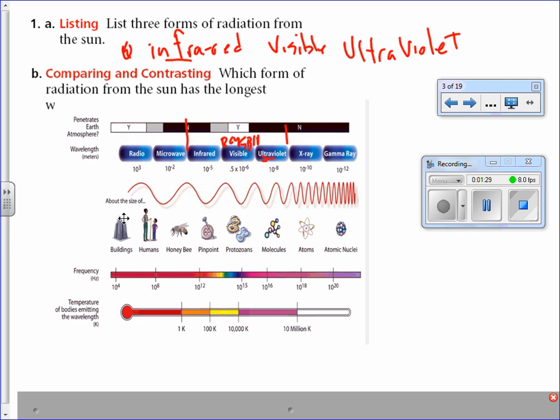So which form of radiation from the sun has the longest wavelength? Then you're looking at the longest wavelength is the lower energy, and so that's those down here. Infrared has the longer wavelength. Ultraviolet is higher energy with a shorter wavelength. And that's going to be important as we talk about some of these other things that come up in these questions.